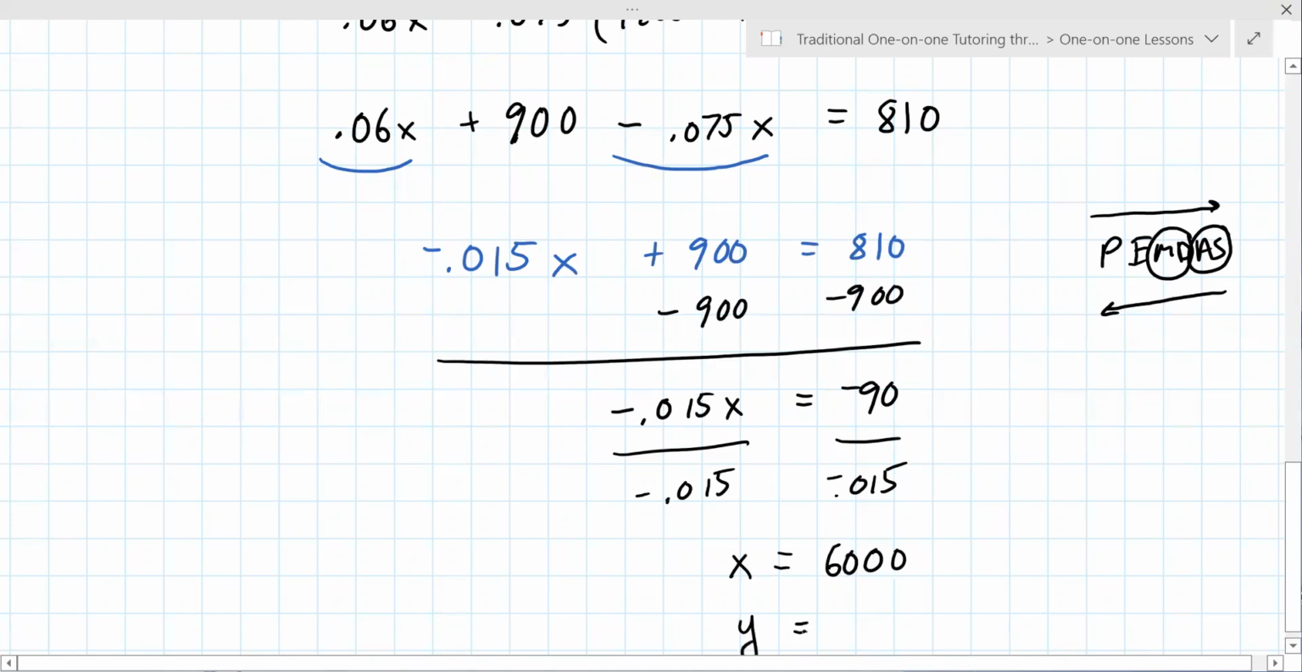Go back to the original equations you set up. And y would equal 6,000. Yes, good. Okay. All right, so that's 40.